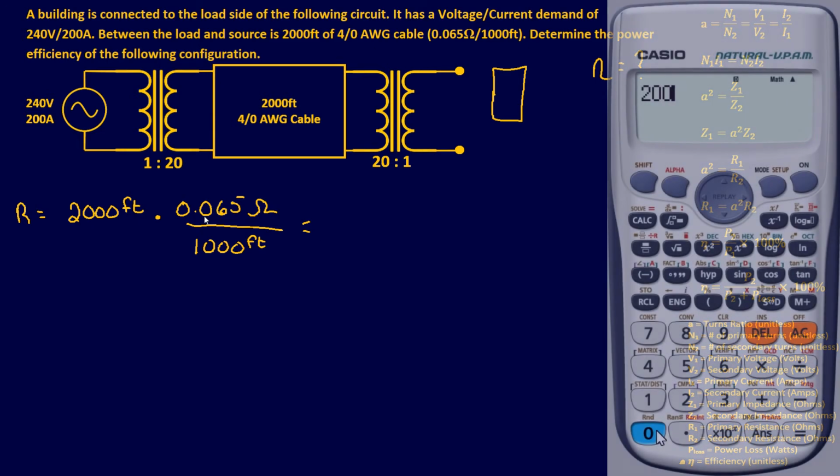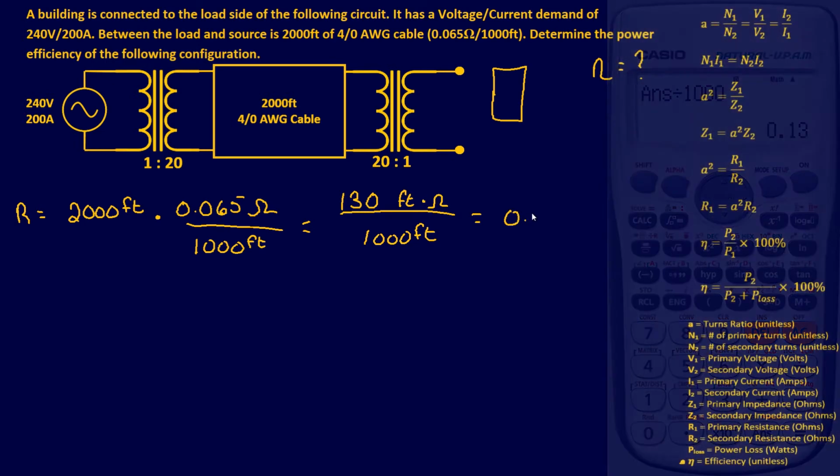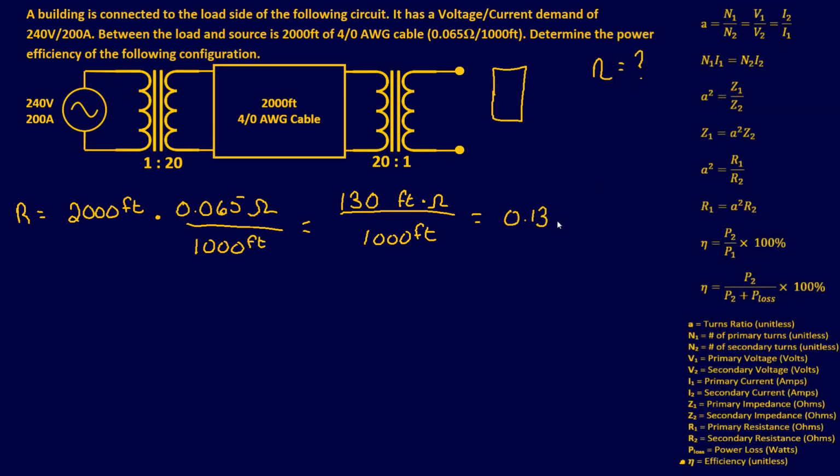So if we do 2,000 times 0.065, it's going to come out to be 130. I'll tell you what, I want to make up some random unit, and that's over 1,000 feet. And then if you keep going, and you do 130 foot-ohms divided by 1,000, it's going to come out to be 0.13 ohms. And the reason being is feet cancel out, so all you have left is your resistance. So this cable is providing a resistance of 0.13 ohms.